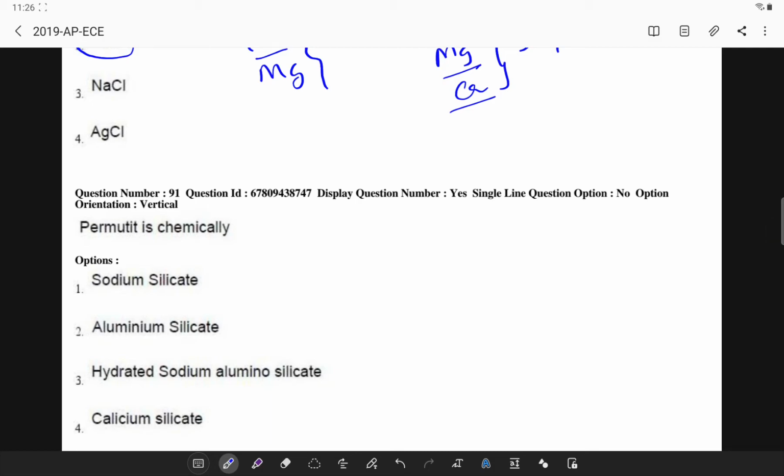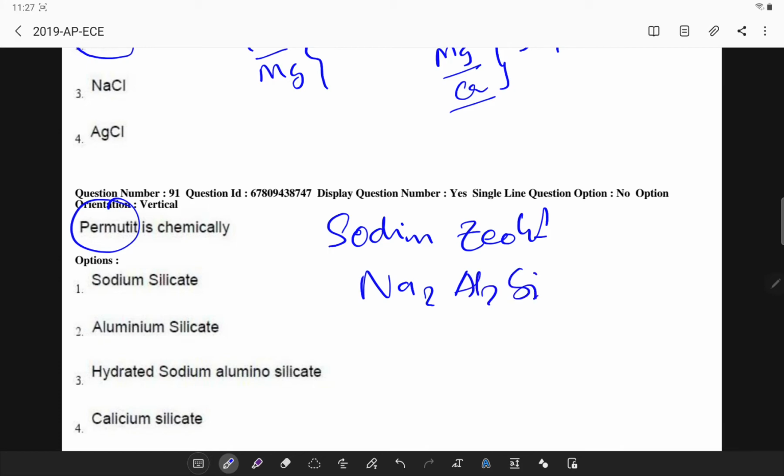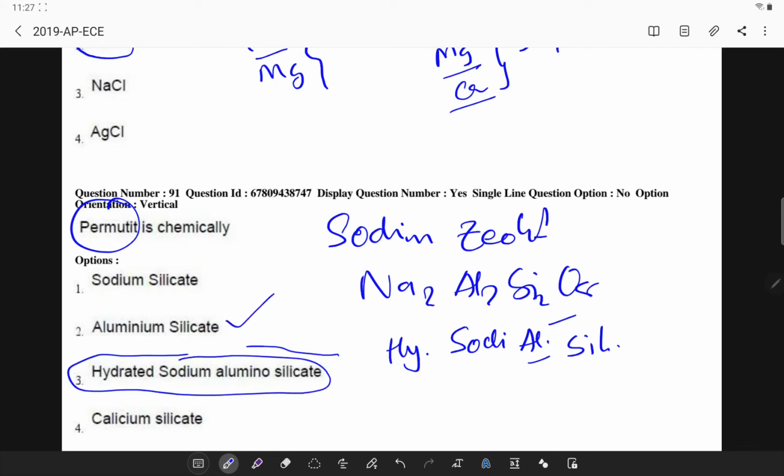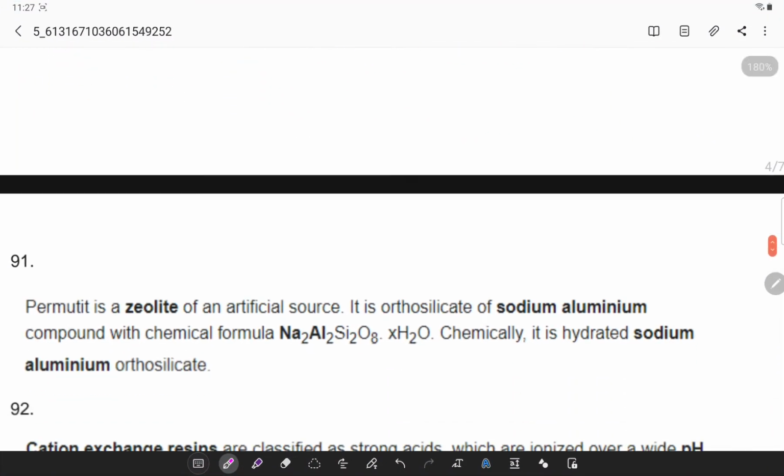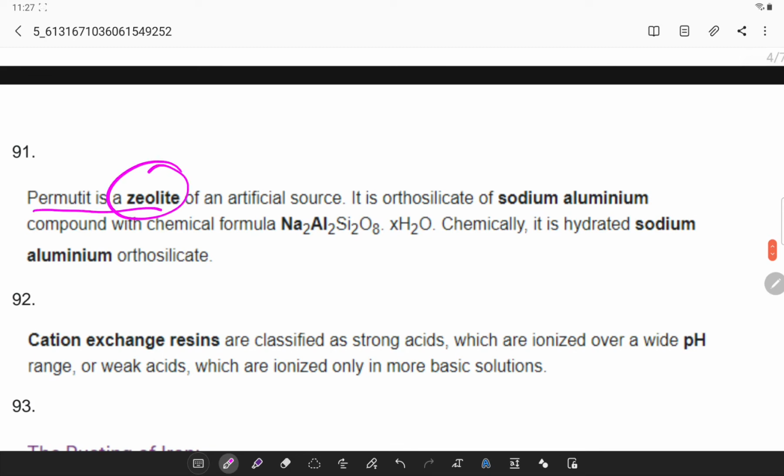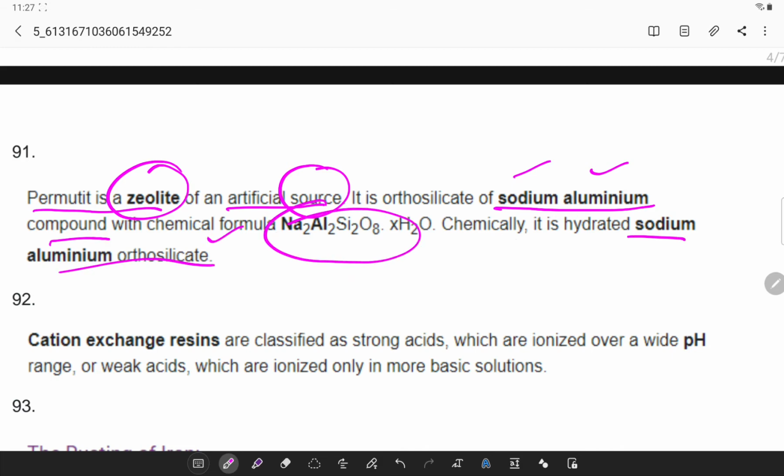So what exactly is permutit? Permutit is nothing but sodium zeolite, which is Na2Al2Si2O8, or I can simply write it as hydrated sodium aluminium silicate. So the answer is this. Permutit is a zeolite, an artificial source. It is a sodium aluminium compound with this formula, hydrated sodium aluminium orthosilicate.